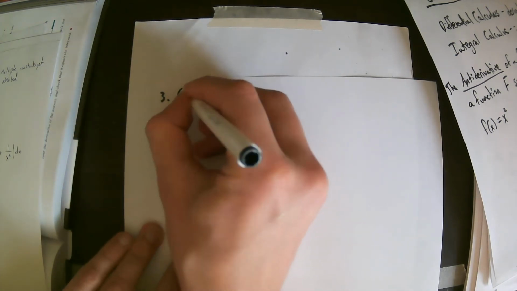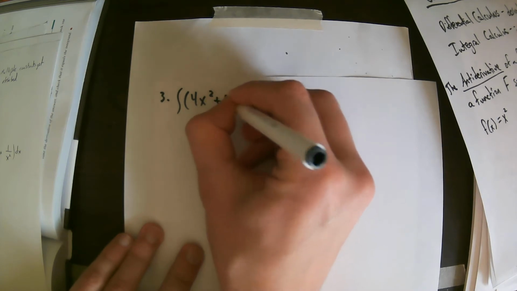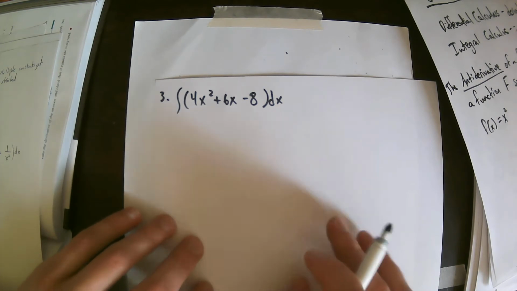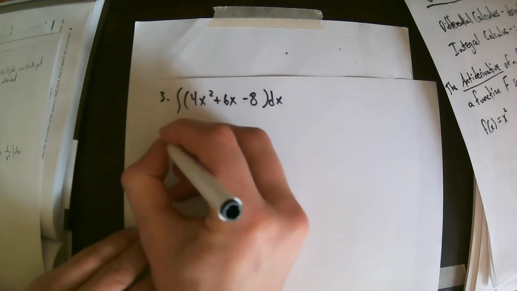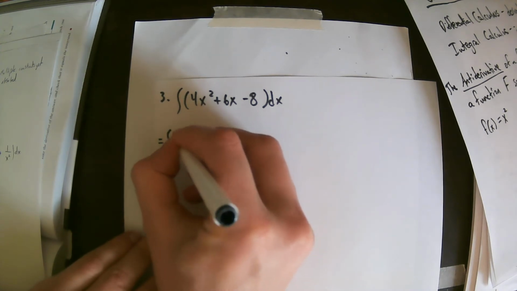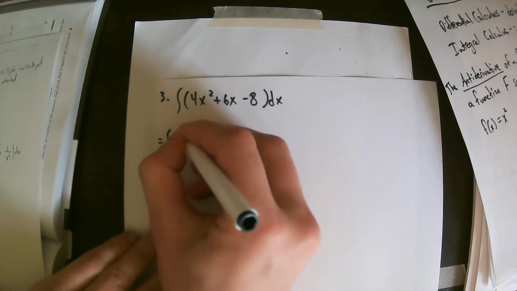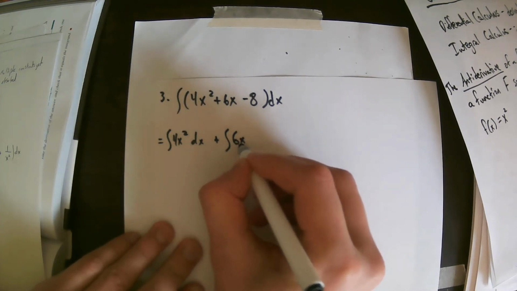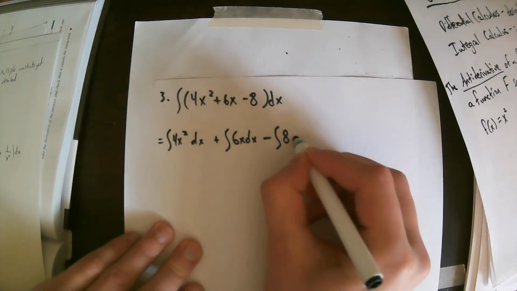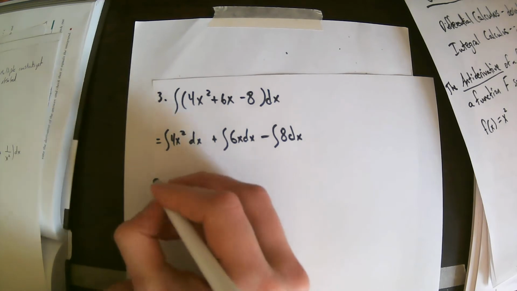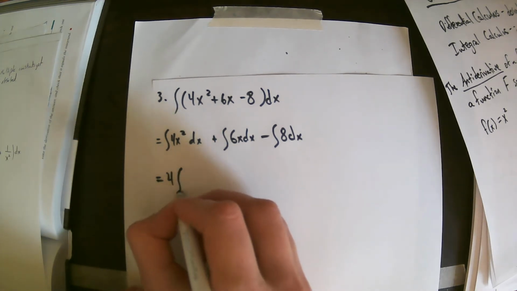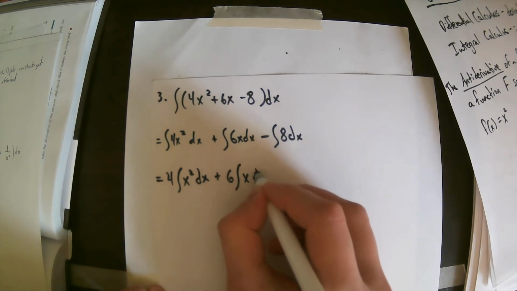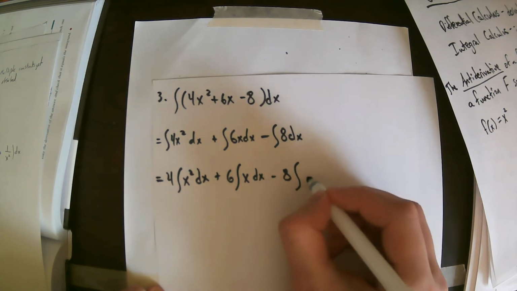How about the integral of 4x squared plus 6x minus 8 dx? I'll do it one step at a time. I can write this as the integral of 4x squared dx plus the integral of 6x dx minus the integral of 8 dx. Now I can apply the constant multiple rule and write this as 4 times the integral of x squared dx plus 6 times the integral of x dx minus 8 times the integral of 1 dx.